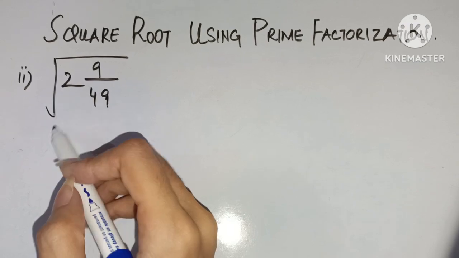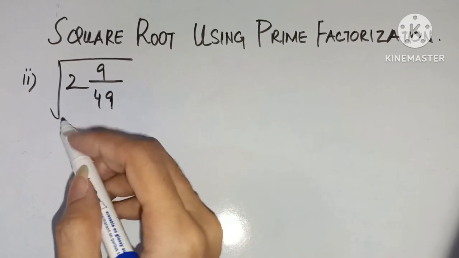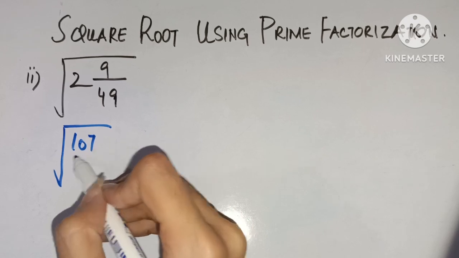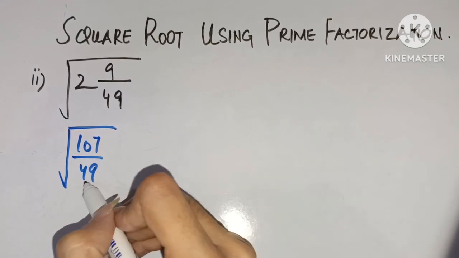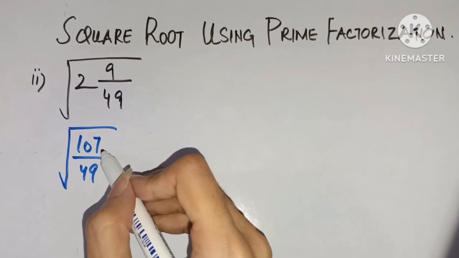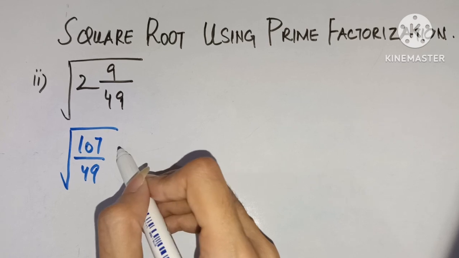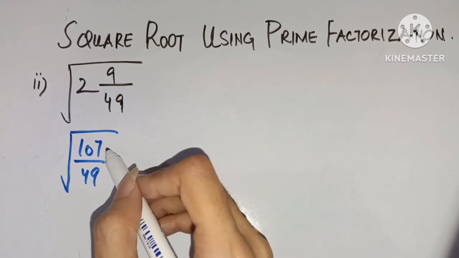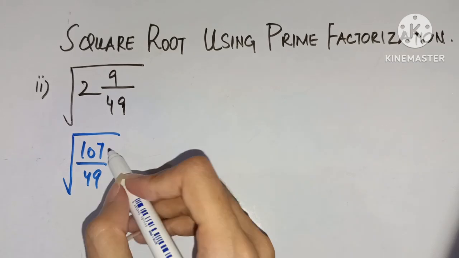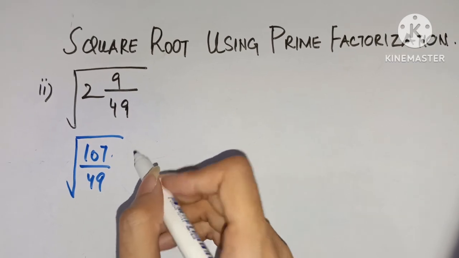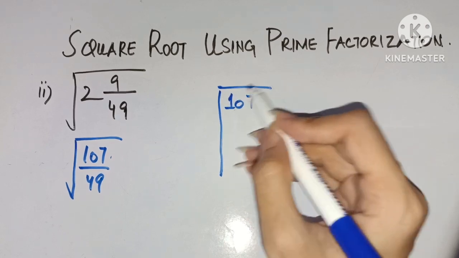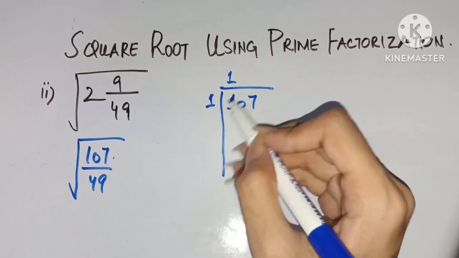We have a second question: square root of 2 whole number 9 upon 49. By solving this, we get 107 upon 49. 107 is not a perfect square because its last digit is not 0, 1, 4, 5, 6 or 9. It is 7, so it is not a perfect square. So we will simply take out its square root by the long division method.